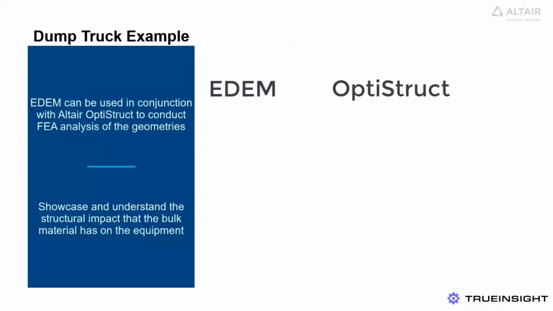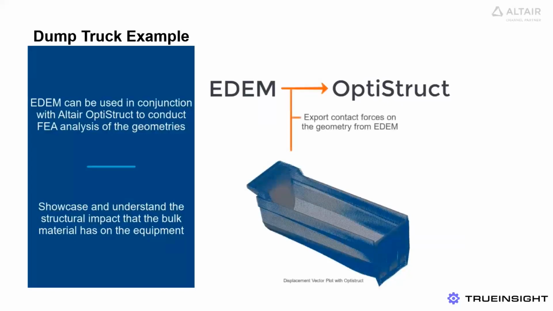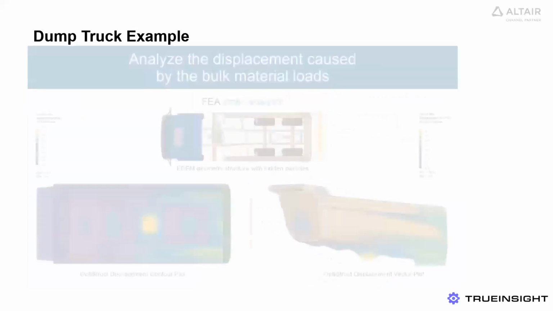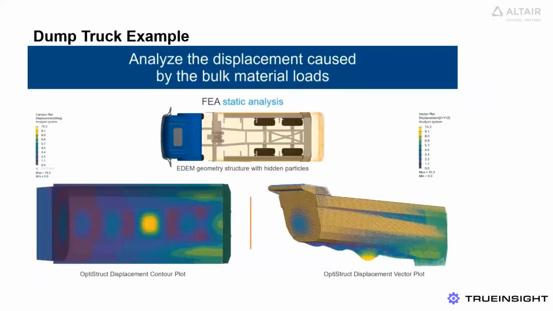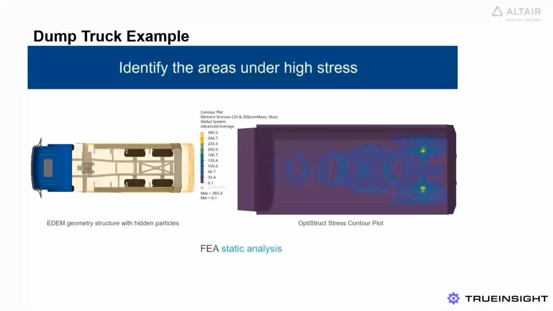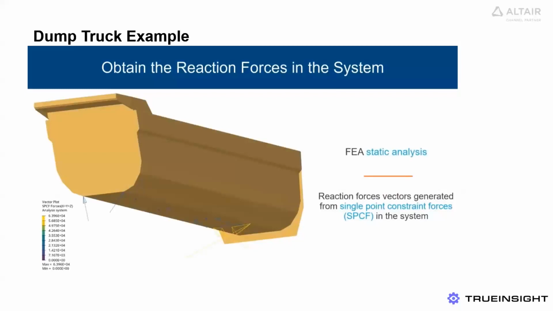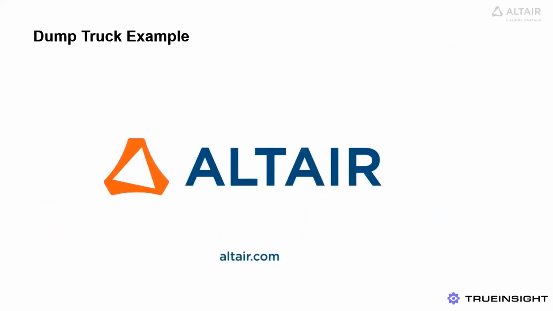In this final example, EDEM is coupled with OptiStruct. Here, EDEM loads are used as input data in OptiStruct for an FEA analysis. EDEM can be used to export the forces acting on the truck body, and OptiStruct uses the information to plot the displacement on the truck body caused by those forces. You can also analyze the parts of the truck body that are most susceptible to wear, as well as obtain the reaction forces acting on the system.